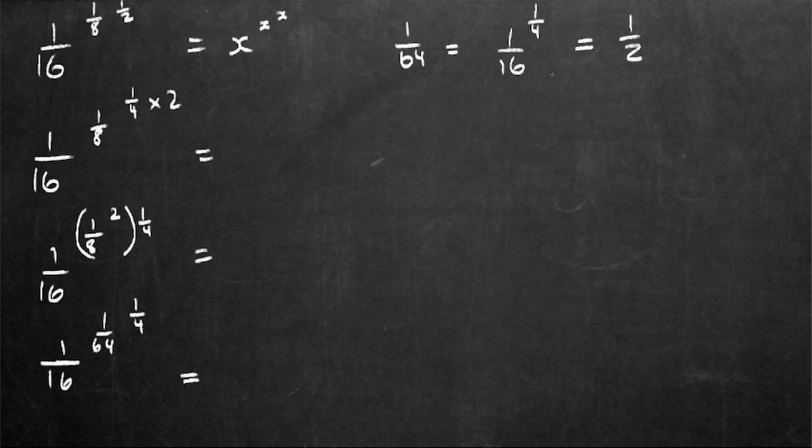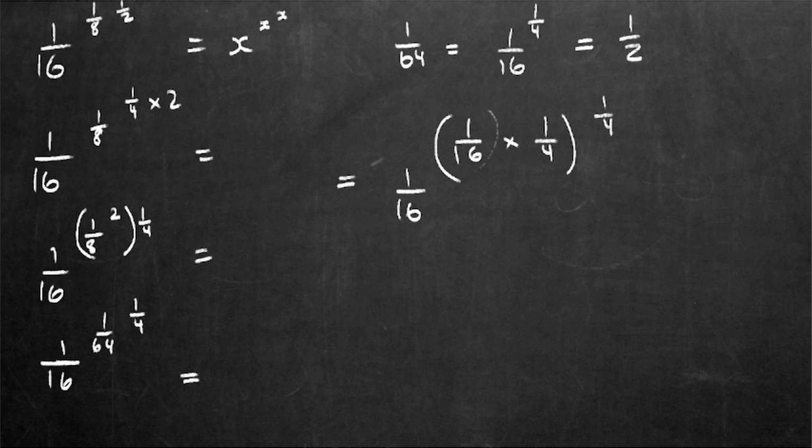Now, bear with me for a moment here. Take the 1/64 and break it down into 1/16, because that's what we want, and then we've got to multiply that by 1/4 to make it the 1/64. And then we're raising that to the power of a quarter. The base is 1 over 16, so this is equal to this. So we've got this now.